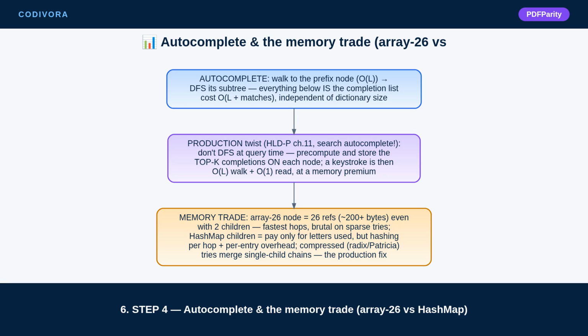Autocomplete. Walk to the prefix node, OL, then DFS its subtree. Everything below is the completion list, cost OL plus matches, independent of dictionary size.